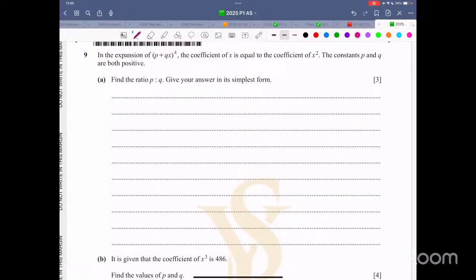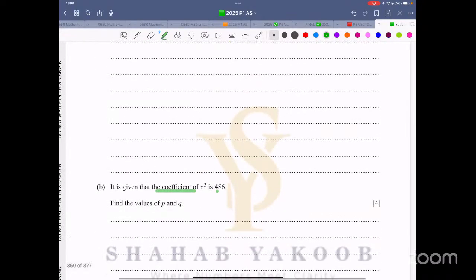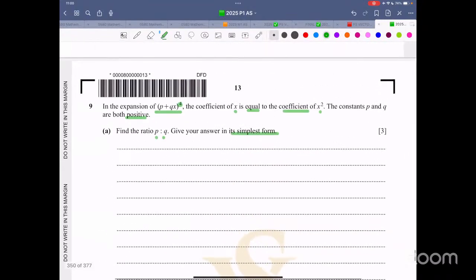Question number 9. Now it says in the expansion, let me underline things, in the expansion of this thing, the first term is a constant, power is 4. The coefficient of x is equal to coefficient of x squared. The constants p and q are both positive. Find the ratio, give your answer in its simplest form. It is given that the coefficient of x cubed is this much. Find the values of p and q.